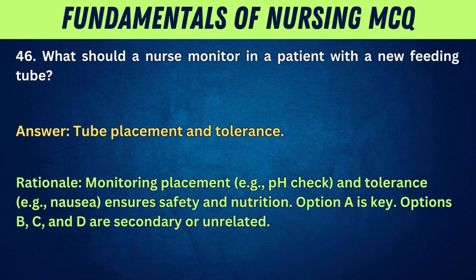Answer: tube placement and tolerance. Rationale: monitoring placement, e.g., pH check, and tolerance, e.g., nausea, ensures safety and nutrition. Option A is key. Options B, C, and D are secondary or unrelated.